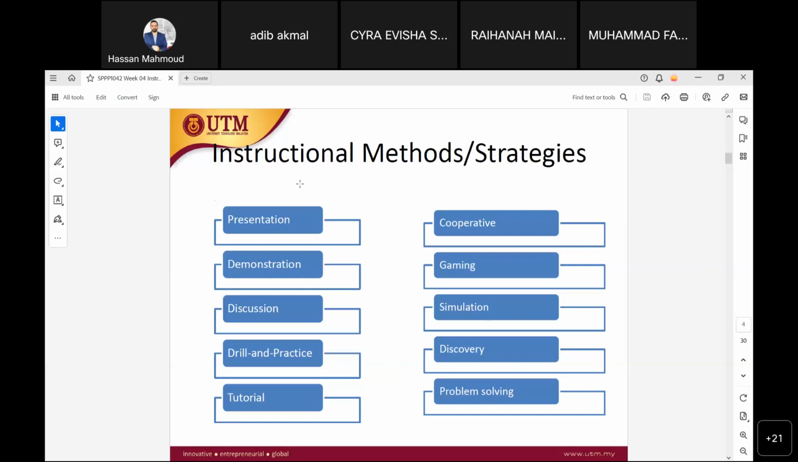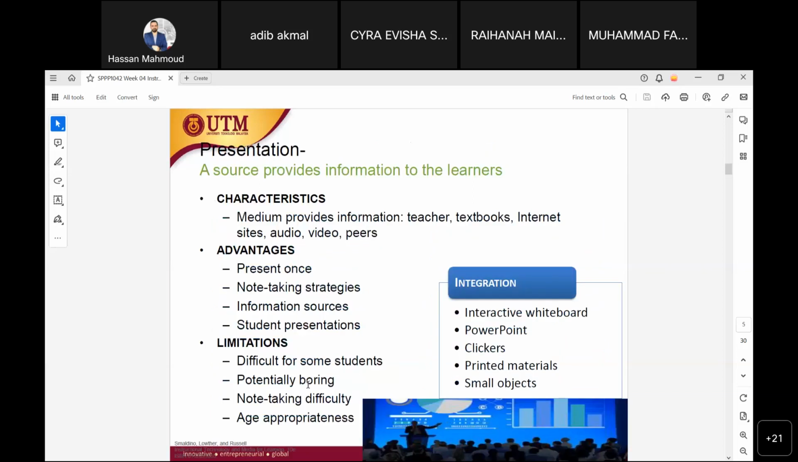Now we have many methods and strategies. These are the ones that we are going to go through today. Presentation, demonstration, discussion, drill and practice, tutorial, cooperative, gaming, simulation, discovery, problem solving, and so on. Let's go one by one.